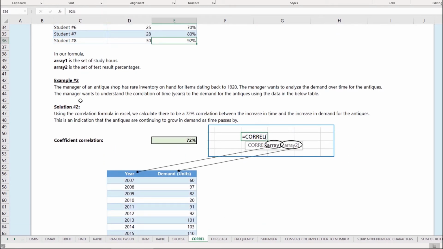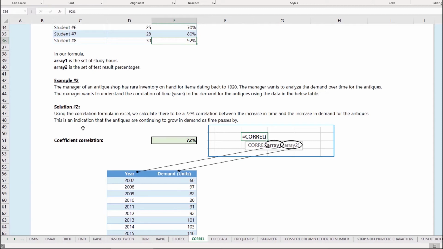In the second example, the manager of an antique shop has rare inventory on hand for items dating back to 1920. The manager wants to analyze the demand over time for the antiques. The manager wants to understand the correlation of time, i.e. years, to the demand for antiques using the data in the below table. So this is an example where you would expect that as antiques age and become more historical, their value may increase in terms of demand and pricing. So that's what the manager of the antique shop wants to know.